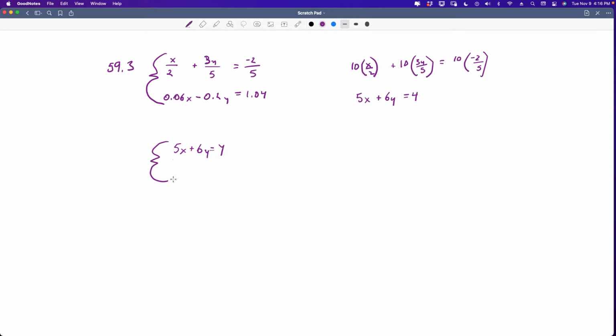We want to keep going. Sorry, I need a piece of paper. Here we go. Now we're going to do the same thing down here, only instead of multiplying to get rid of the denominator, we're going to multiply to get rid of the decimal. In this case, the biggest decimal place is the hundredths, so we're going to multiply everything by 100. So 100 times everything here.